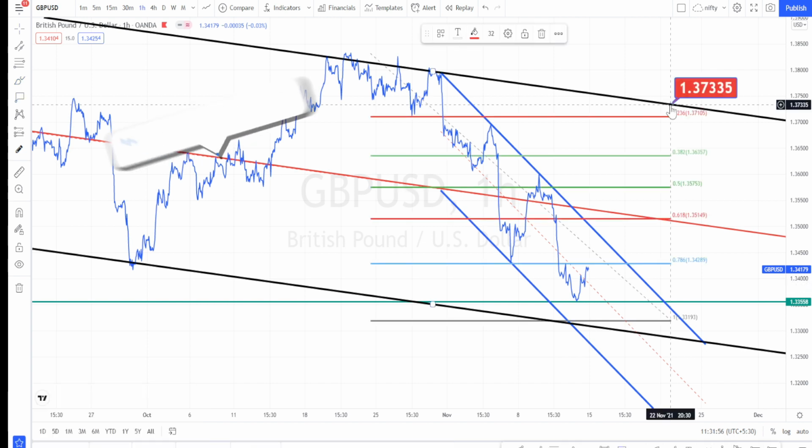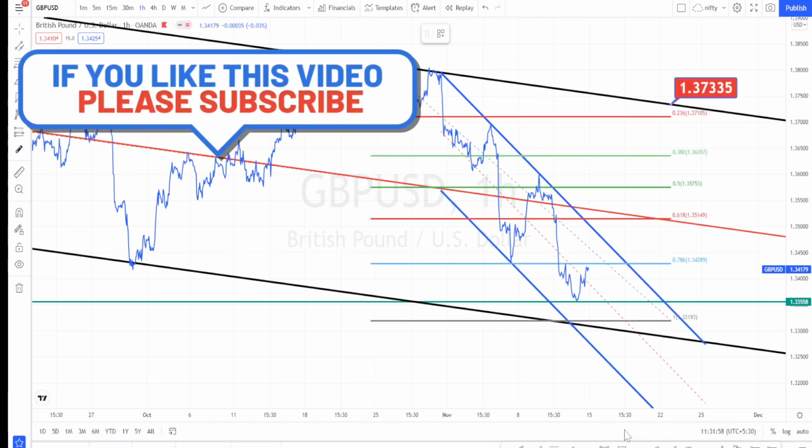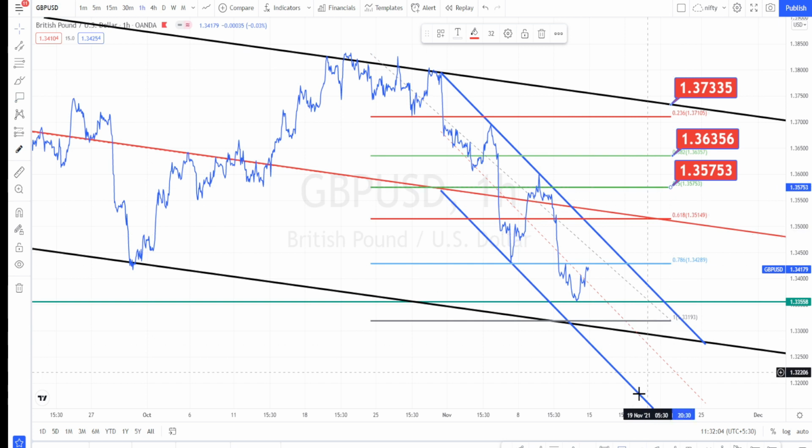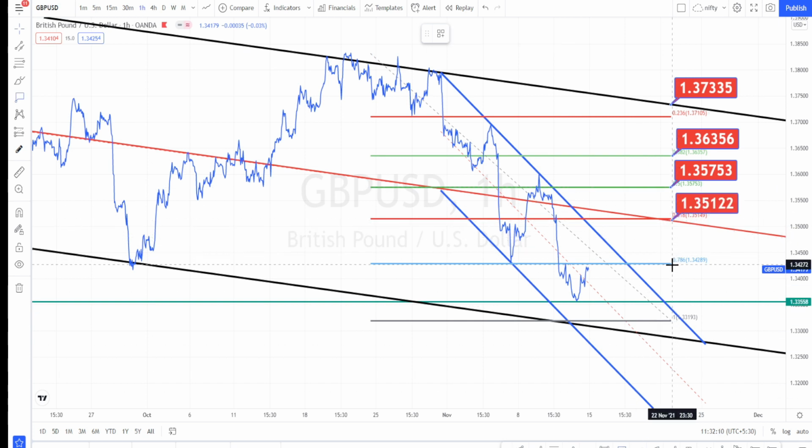The topmost resistance is going to be here. Next level of resistance is going to be here. And next resistance is going to be here. And this is going to be the next resistance. And presently it is testing this level of resistance. And support is going to be at this point, which is also from the monthly time frame.